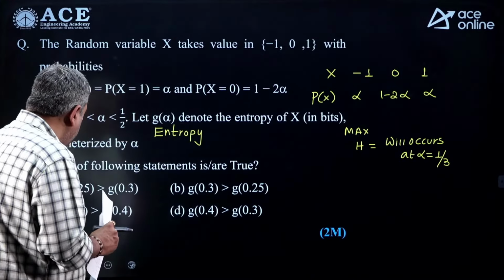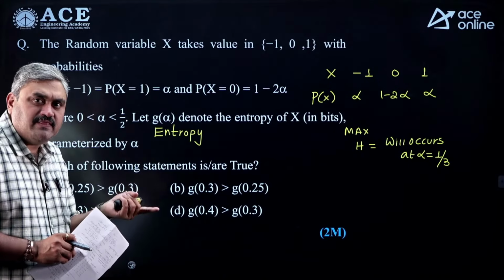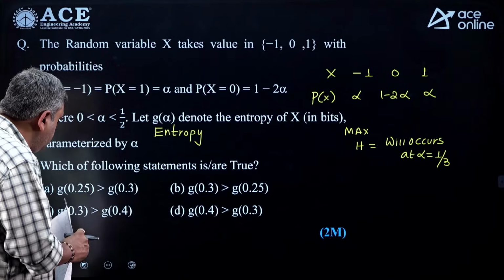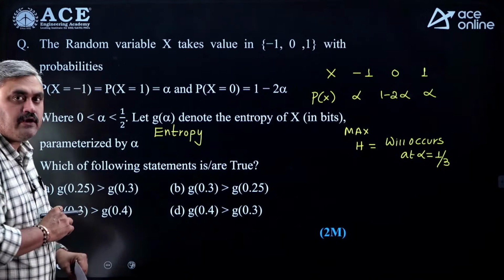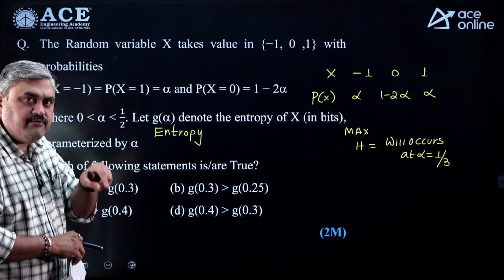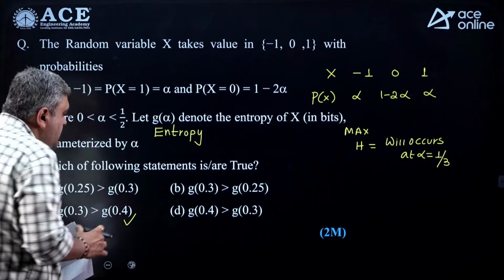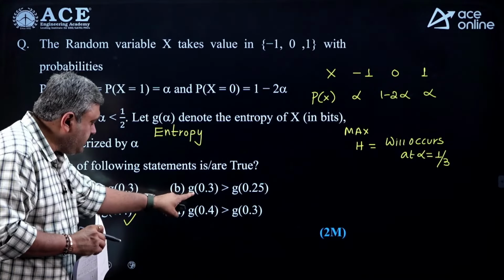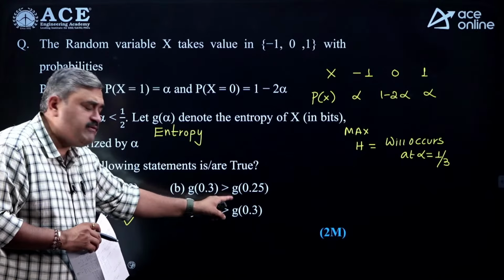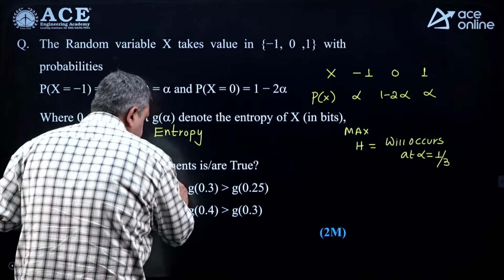So if you compare g of 0.3, around 0.3, with a value less than that or greater than that, it should definitely be less. So g of 0.3 should be greater than g of 0.4. Is it true or not? 0.4 is a value coming after 0.33, so definitely it will come down. So you can choose this C, there is no doubt. Similarly, if you compare 0.3 and 0.25, whatever value you get at 0.25 will also be less than the value at 0.3. So this can also be correct.